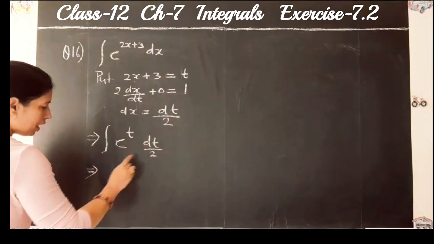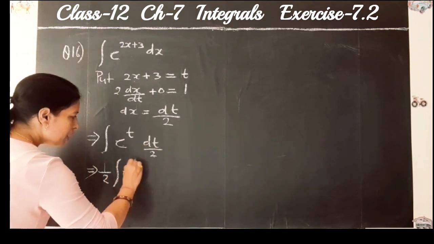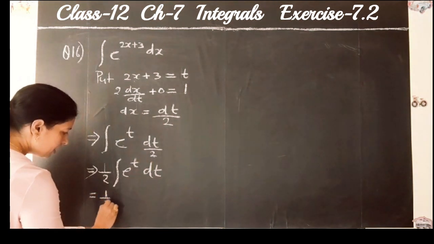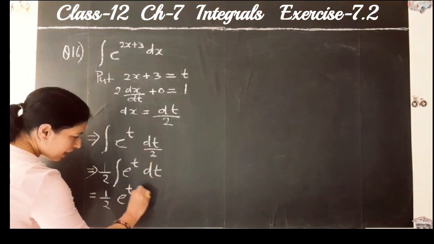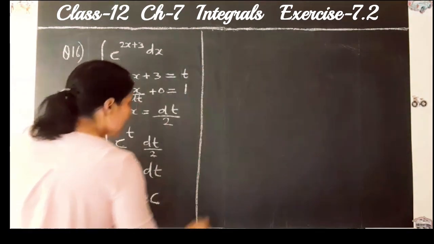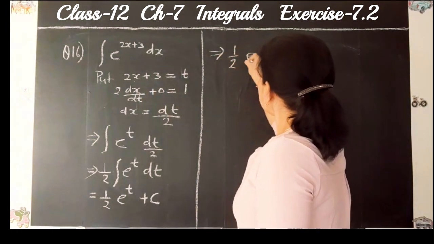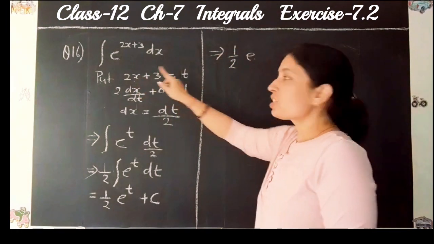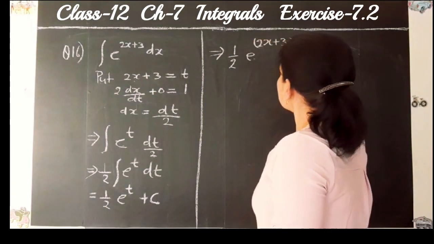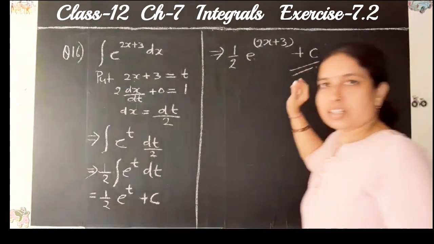Now write 1 by 2 outside. This is integral of e to the power t dt, and integral of e to the power t will be e to the power t. Write a constant c. After that, put the value of t. We get 1 by 2 e to the power t, where t is equal to 2x plus 3. So write here 2x plus 3 plus write a constant c. So this is your answer.